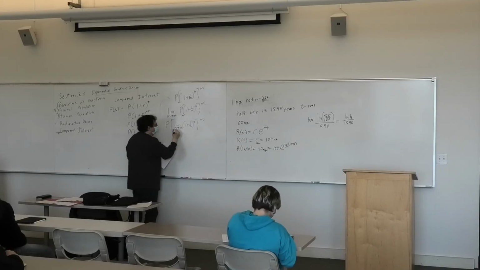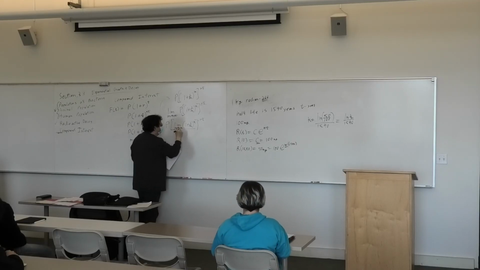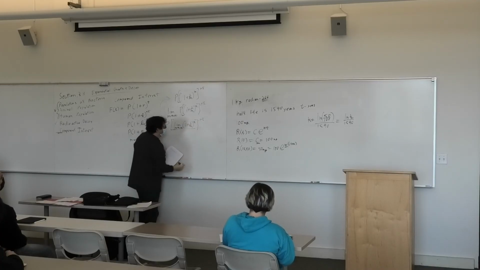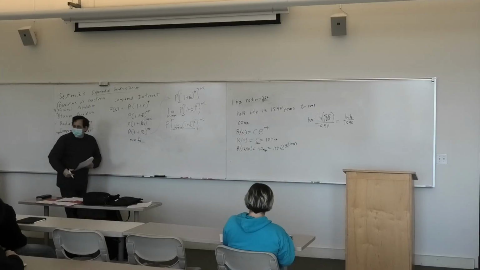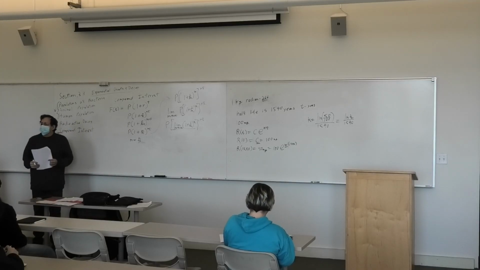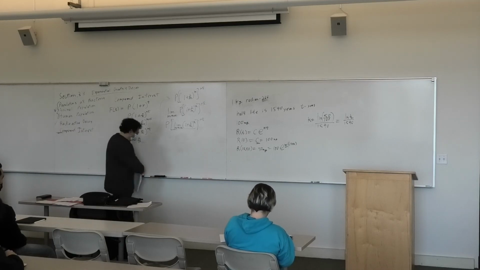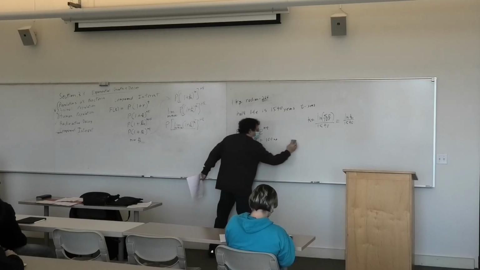And then this just becomes a constant here. It's the limit as n approaches infinity of 1 plus 1 over n to the n. Does anyone recognize that limit? You've seen that before? I'm going to help you out here.